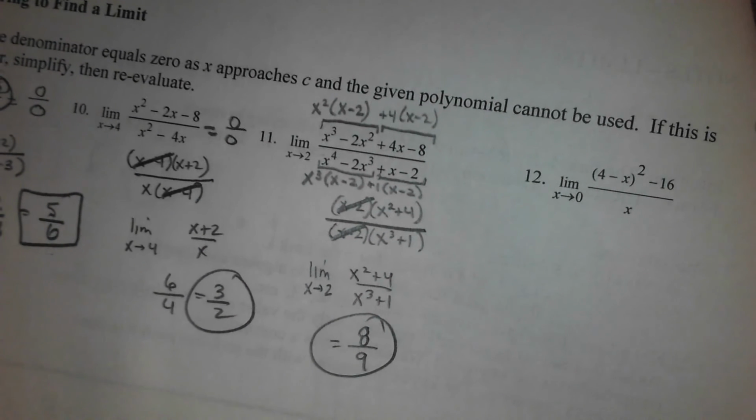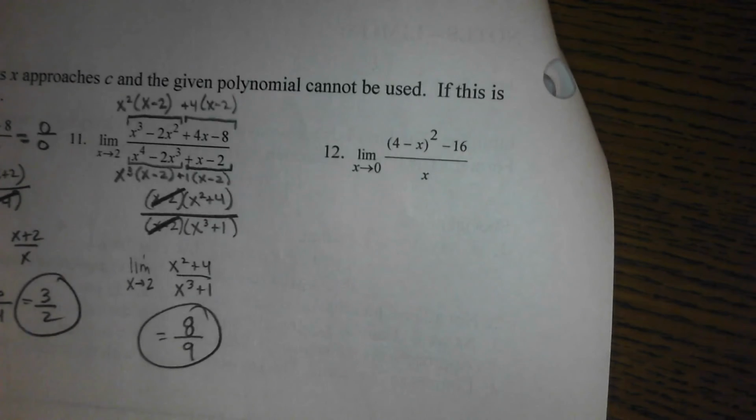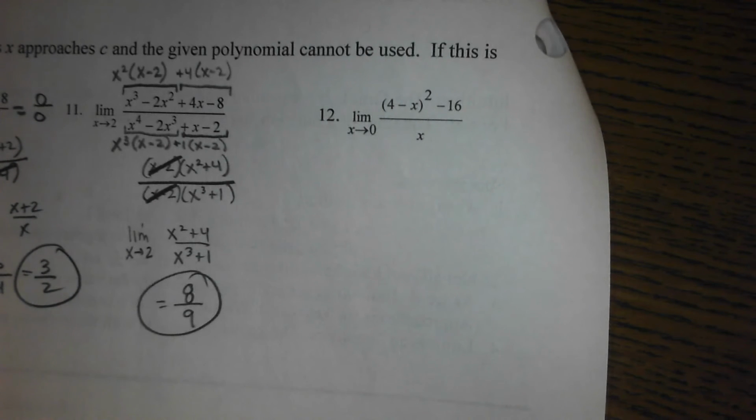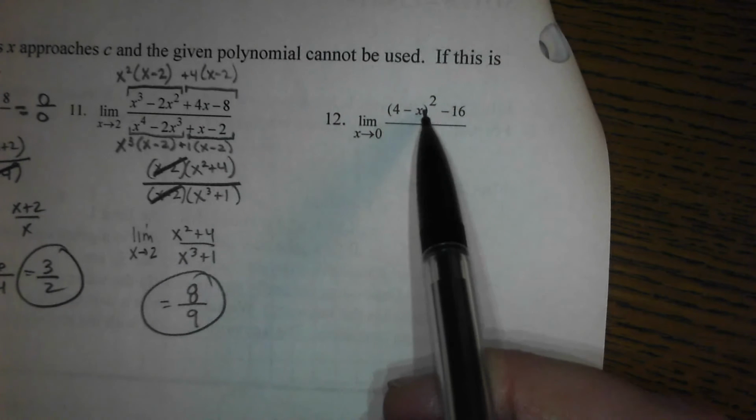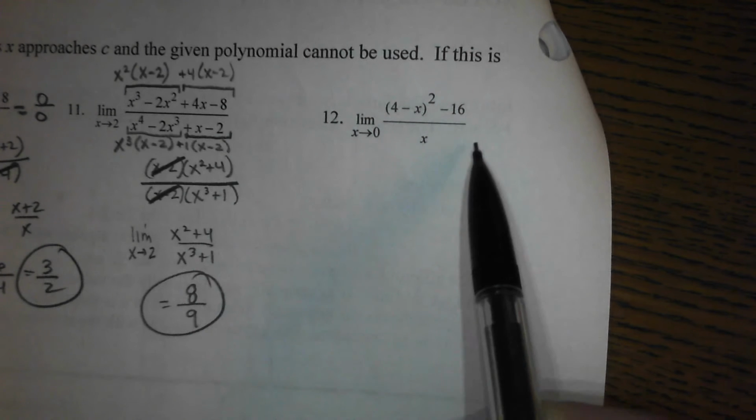$12 looks like fun. What would be your plan on 12? No, because you're going to get 0 over 0. So it's indeterminate. So we gotta play around with this more. Yeah, because if you plug in 0, you're going to get 4 squared, which is 16 minus 16, so it's a 0 up top and a 0 on the bottom.